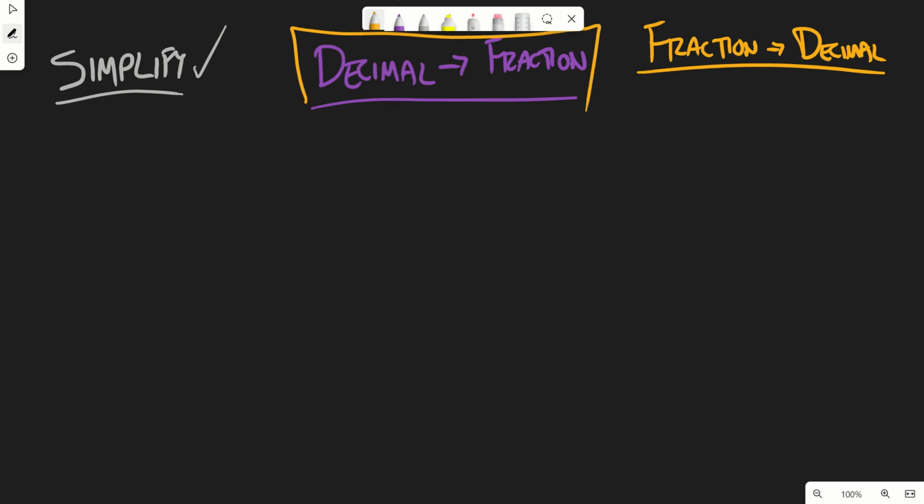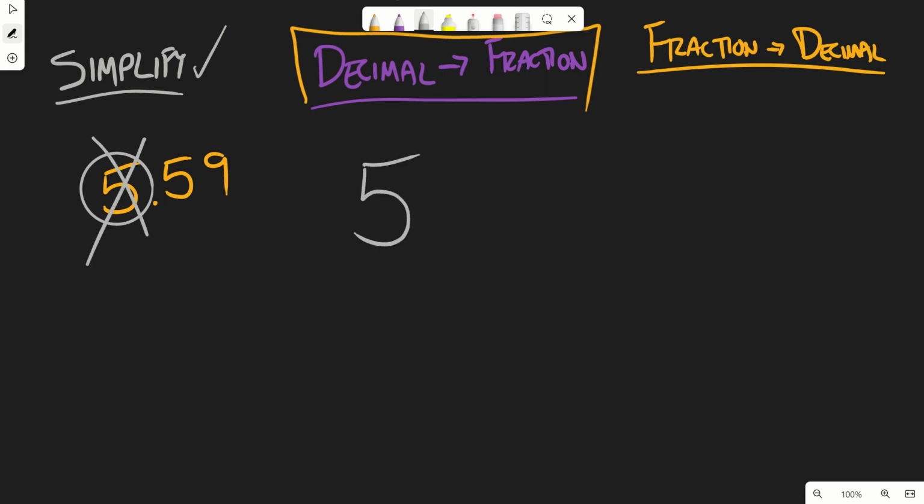All right, let's say I have a decimal that looks like 5.59, and I want to turn this into a fraction. First thing I'm going to do is keep my whole number as my whole number. 5. Now I'm done with it. I brought this out, I'm leaving it. Now, I want to take my decimal section here, and I want to say, okay, what place value is my last digit?